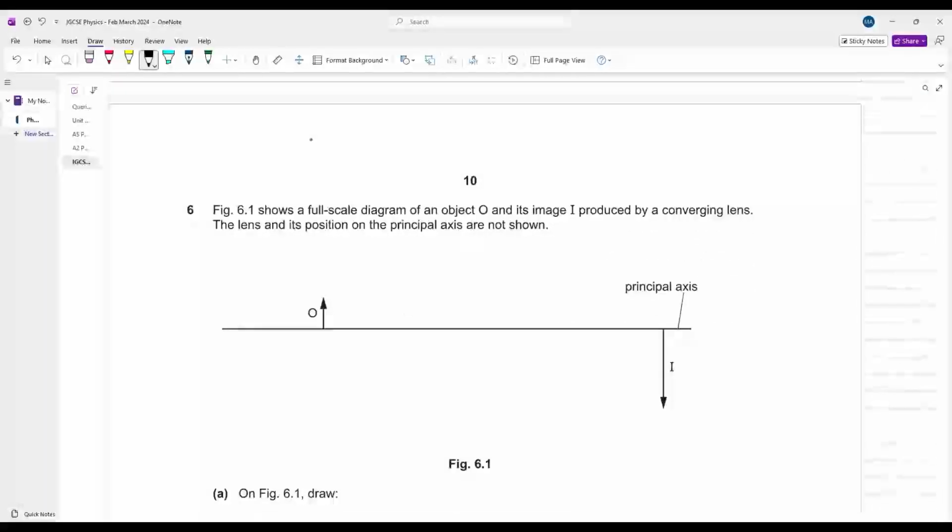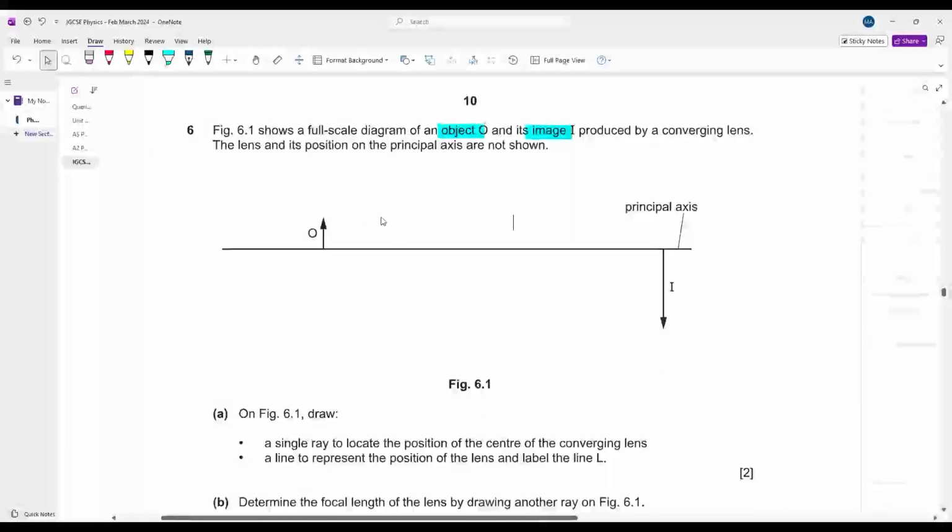Figure 6.1 shows a full scale diagram of an object O and its image I produced by a converging lens. The lens and its position on the principal axis are not shown. अच्छा जी, principal axis भी नहीं, principal axis show किया गया. The lens is not shown. Okay. So on figure 6.1, draw a single ray to locate the position of the center of the converging lens. Okay, how will you locate the center of the converging lens?